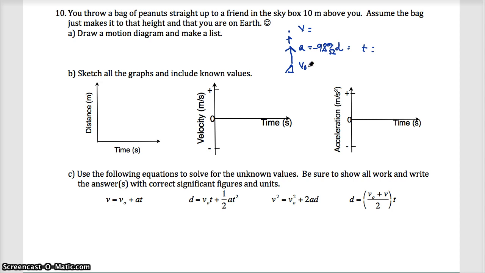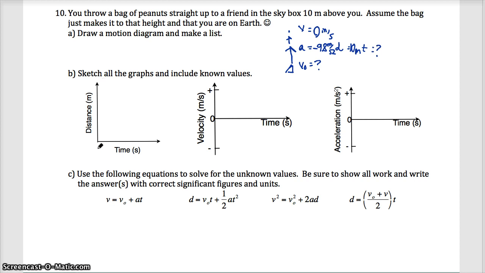And then the original velocity, you don't know what it is. You launched it up there, you're not sure what. But the final velocity, you know, is going to be 0 meters per second, because it just makes it to that height, so that's where it stops at the very peak of its flight. So at the very top, it stops at 0 meters per second. The distance, he's 10 meters above you, or she. And then the time that goes by, we're not sure about. So we don't know the original velocity or the time.